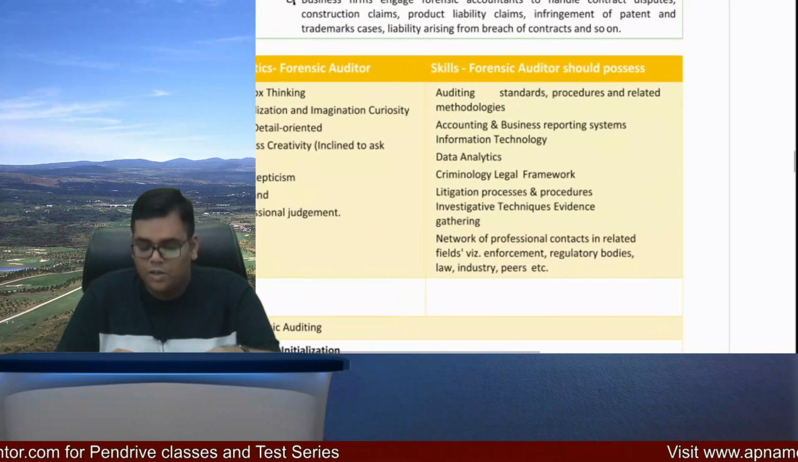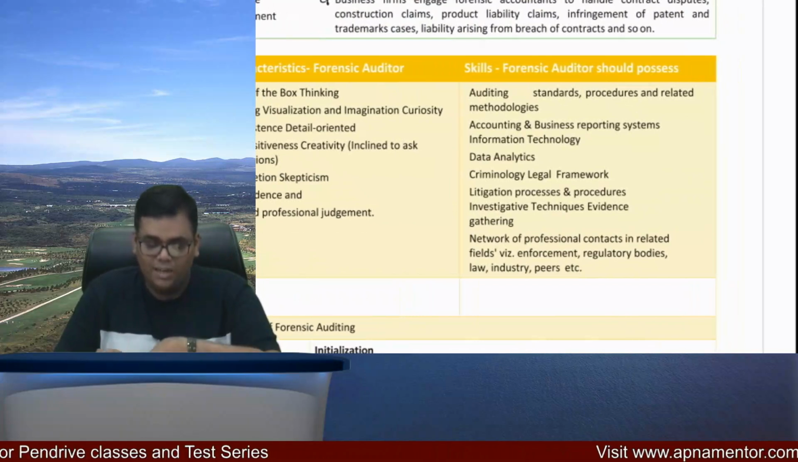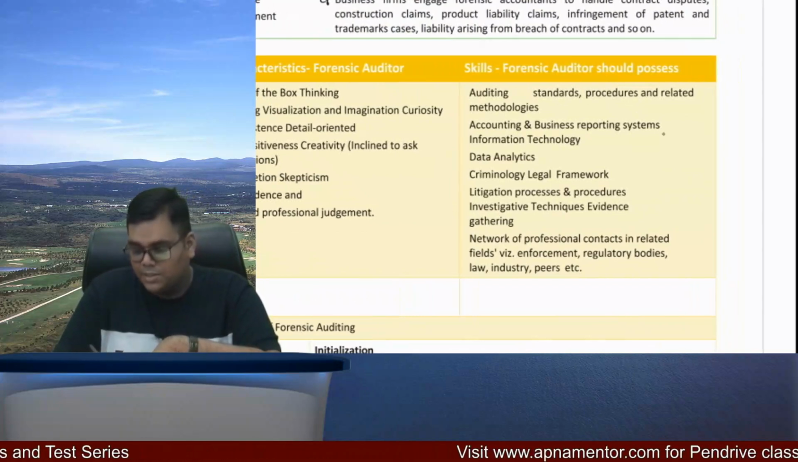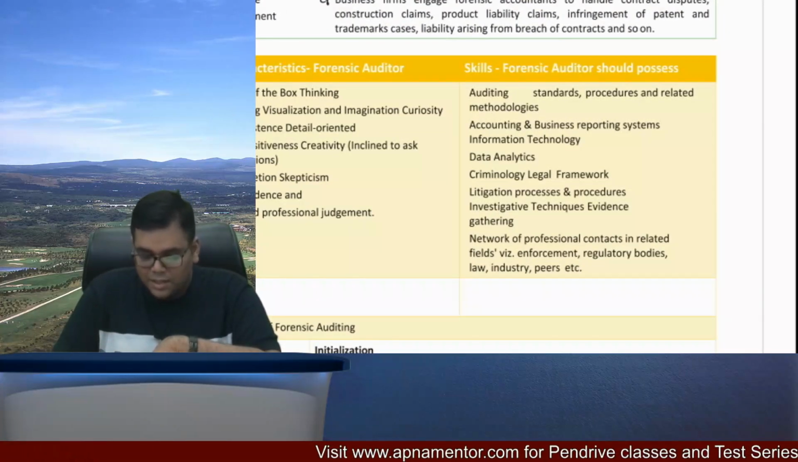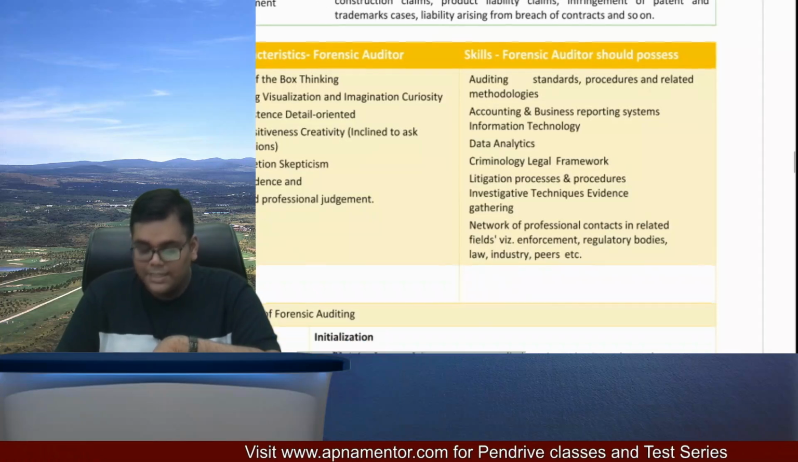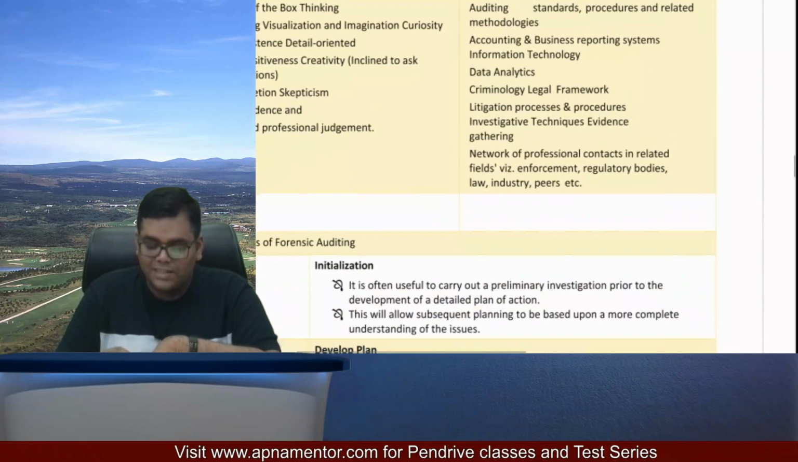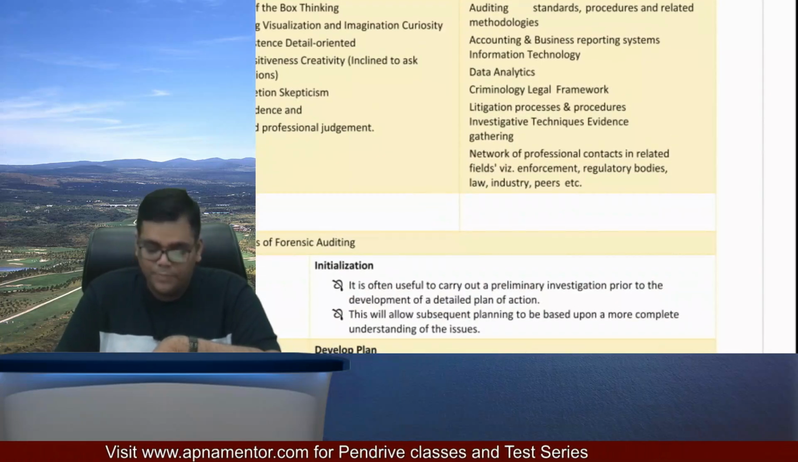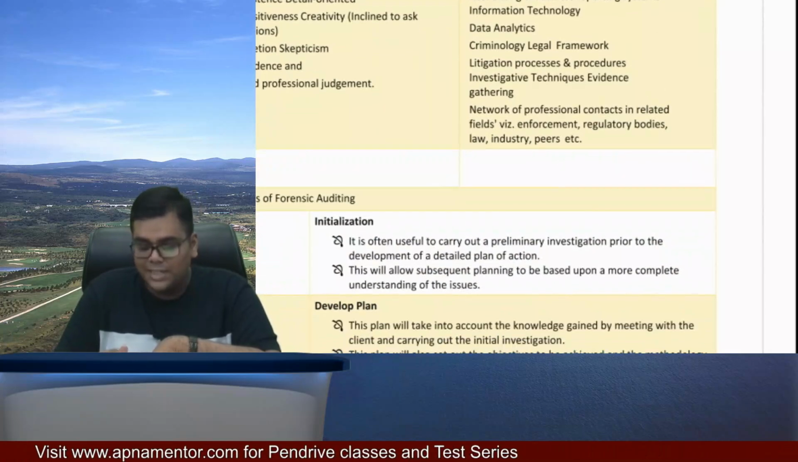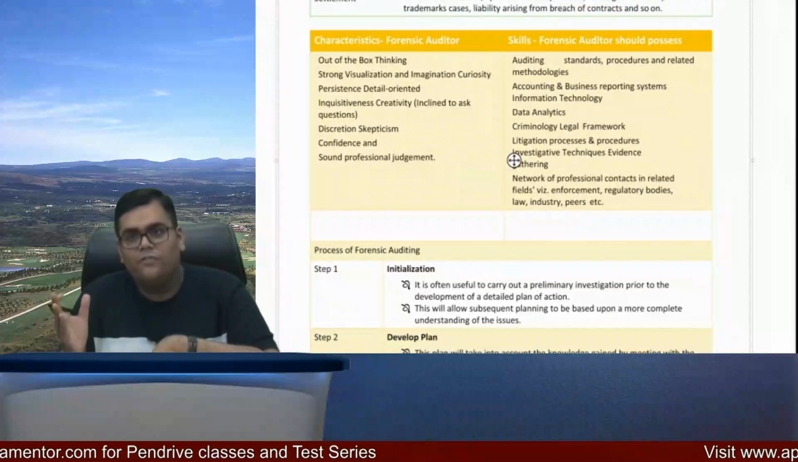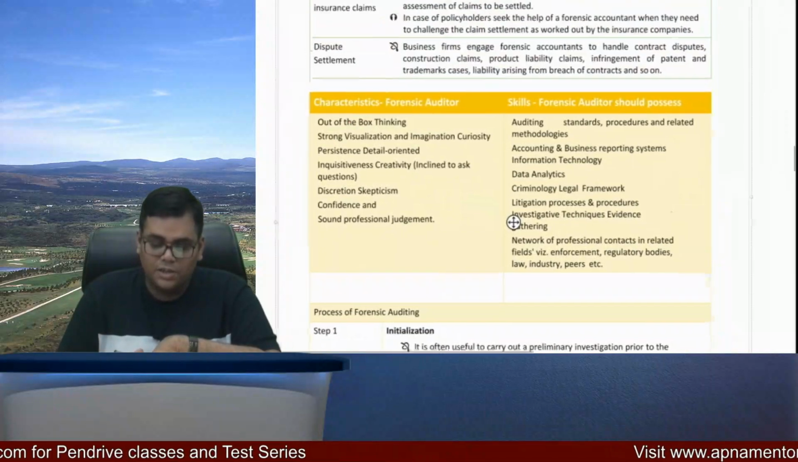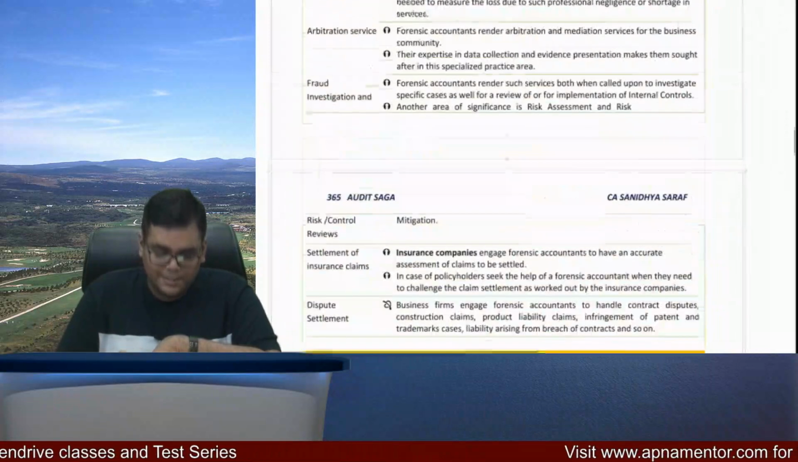So as a forensic auditor, you should possess skills like auditing standards, procedures, related methodologies, accounting and business reporting systems, information technology, data analytics, criminology, legal framework, litigation process and procedures, investigative techniques, evidence gathering, and a network of professional contacts in related fields. Right. So these are the characteristics of forensic audits, and the skills a forensic auditor should possess.